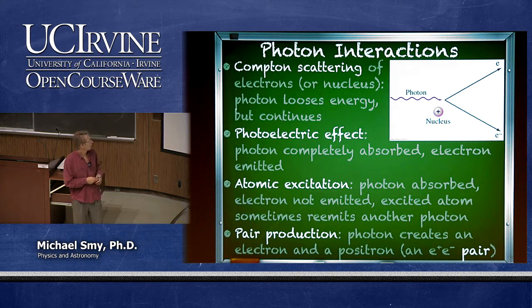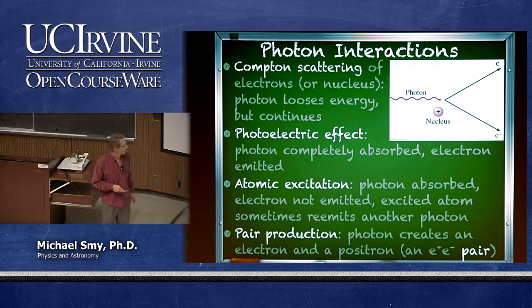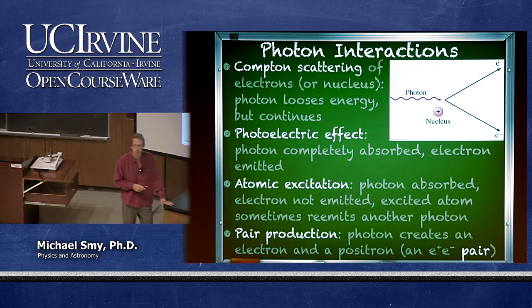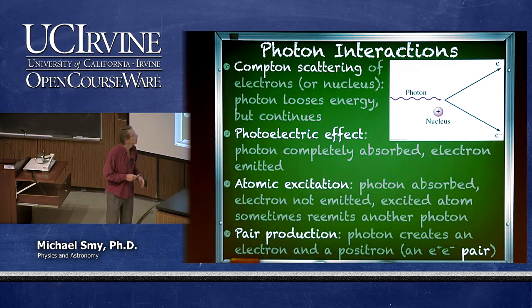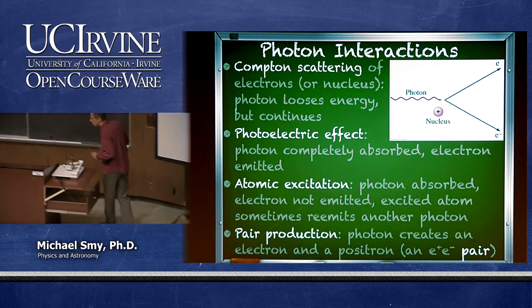And finally, there's yet another effect, which is called pair production, which is shown here. So we have a photon coming in, and out of nothing, it creates an electron, E minus, and a positron, E plus. The positron and the electron are called a pair. A positron is an electron that has all the same properties as an electron, but the opposite charge. And that's why this process is called pair production.